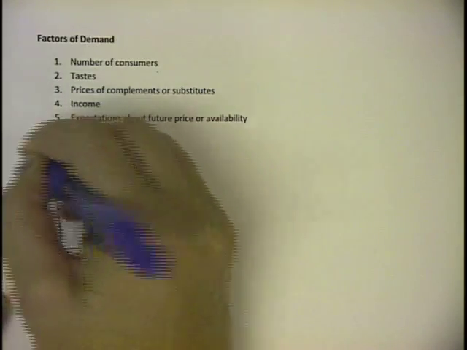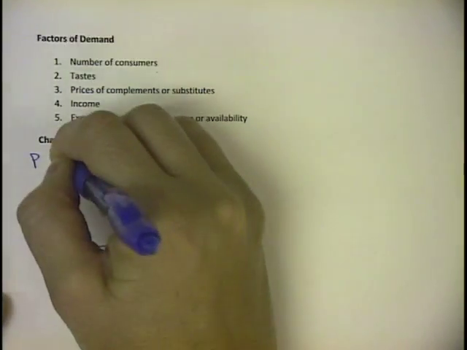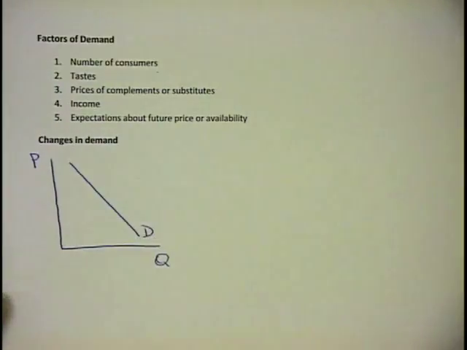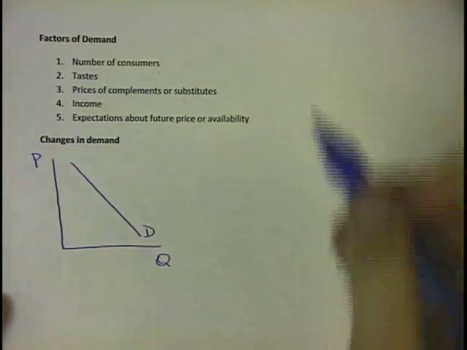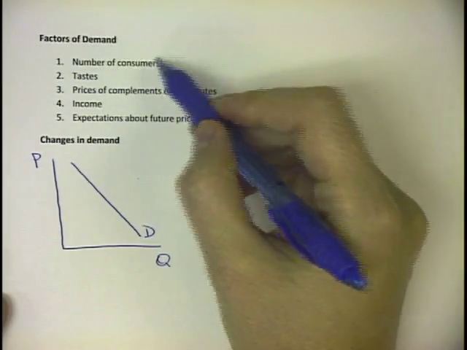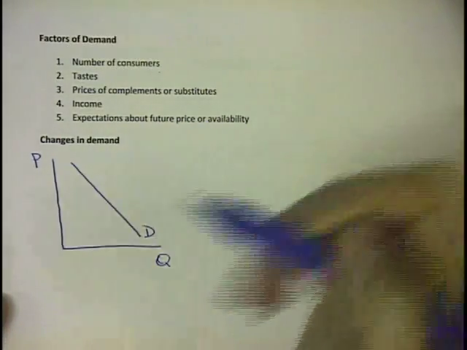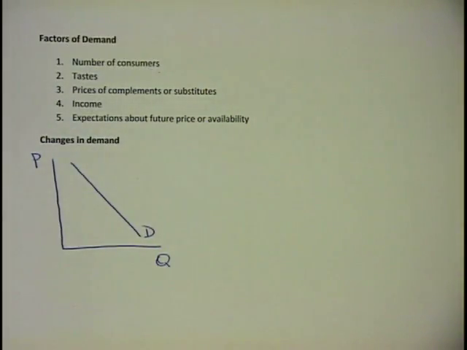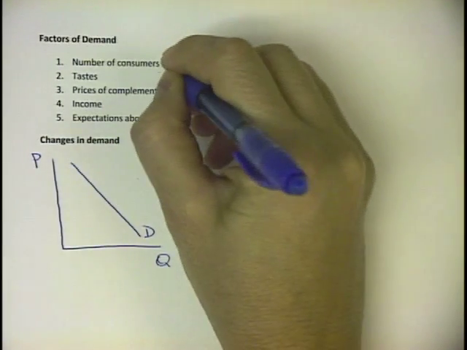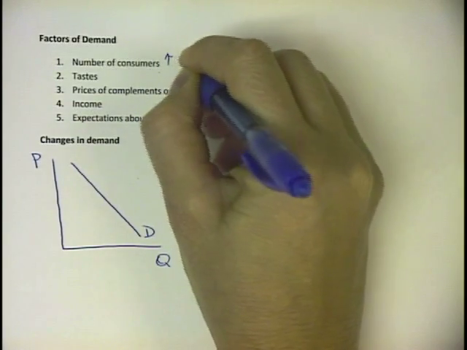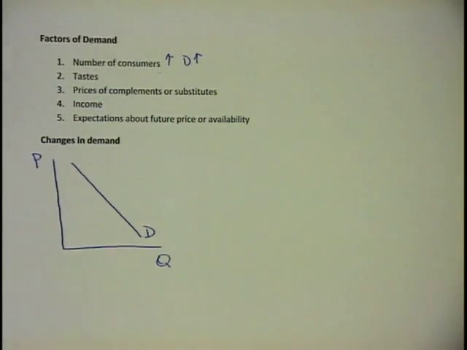Okay, so we have price, we have quantity, we have our demand curve. Okay, so if we have an increase in the number of consumers, let's say we have seasonal residents visit us from January to March, what happens to the number of people that need to buy food at the grocery store? Well, that's going to increase. So if the number of consumers increases, then demand will increase.